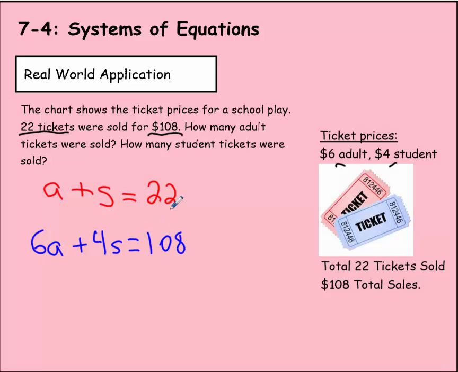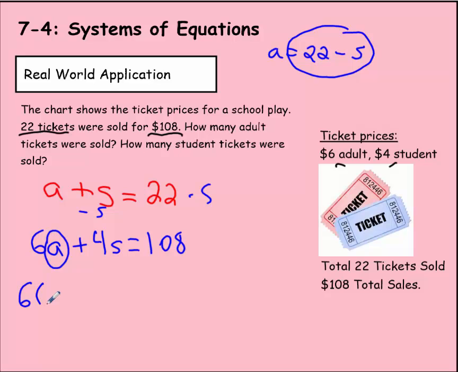So now to solve this, I can either isolate the A or I can isolate the S. Why don't we isolate the A? So minus S on both sides. So my new equation here would be A equals 22 minus S. So A is 22 minus S. So I could substitute this 22 minus S for this A here. So it would be 6 times 22 minus S plus 4S equals 108.